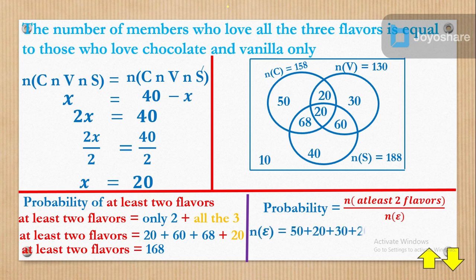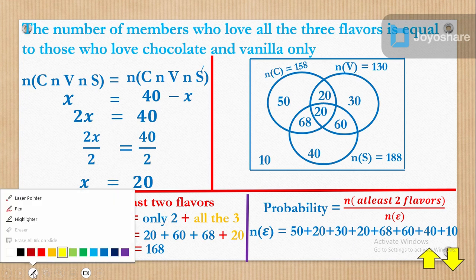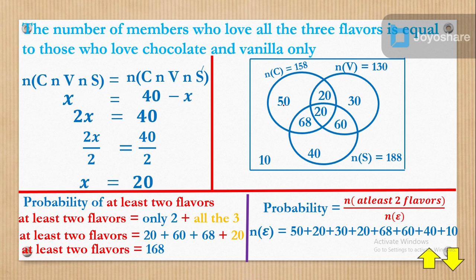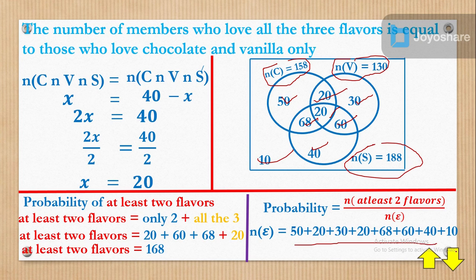So the number in the universal, we are meant to use this. Let me make a highlight here. For the number in the universal, I am meant to add this plus that, plus that, plus that, plus that, plus that, plus that, plus this. Please, we don't add these ones. We don't add those ones there. It's very wrong and not acceptable. So when you add all this here, what will you get?